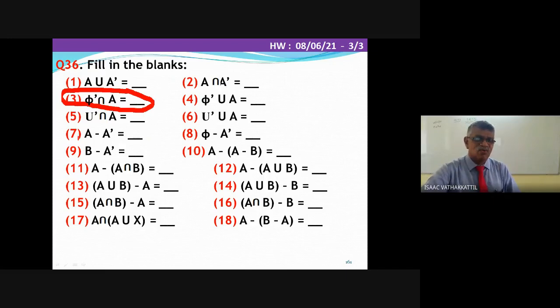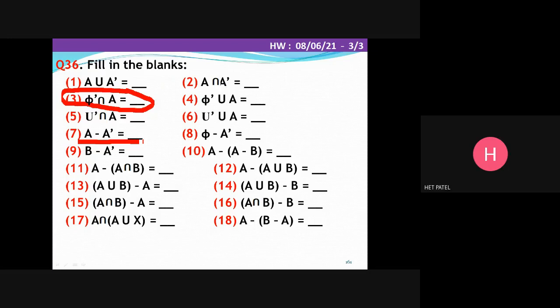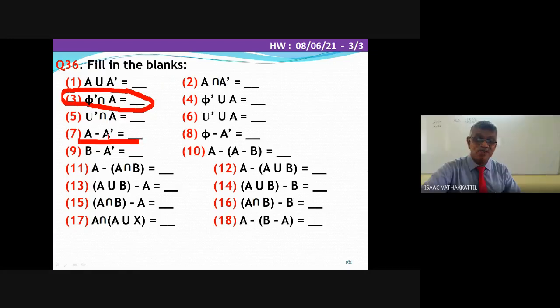Further, what is A minus A dash? It is A, because there is no element to be removed from A, as A dash has no common element with A. A minus A dash is A. Okay.